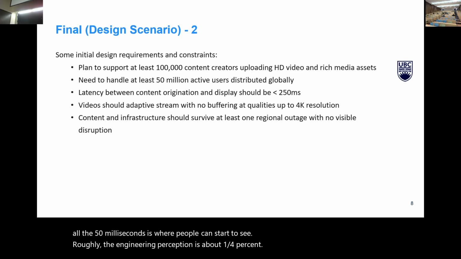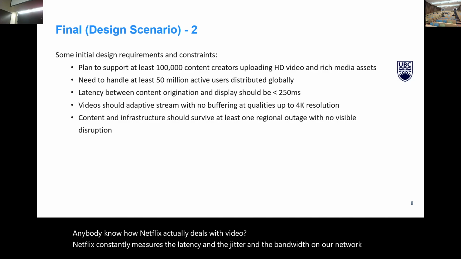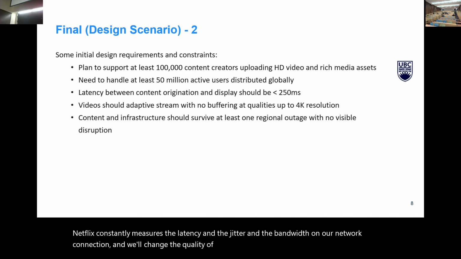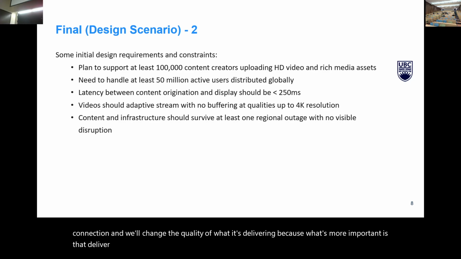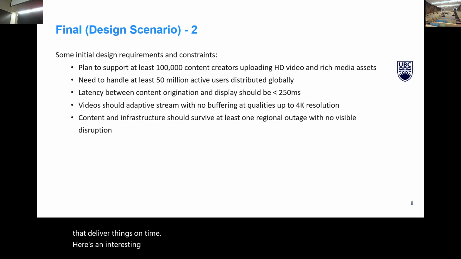Video should adaptive stream with no buffering at qualities up to 4K resolution. Boy, now we're Netflix. Anybody know how Netflix actually deals with video? Netflix constantly measures the latency and the jitter and the bandwidth on your network connection and will change the quality of what it's delivering, because what's more important is that it delivers things on time than that it delivers them with high quality.